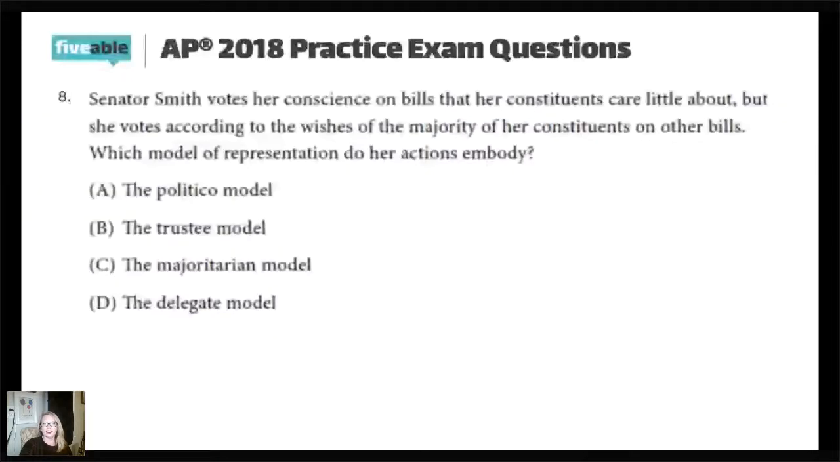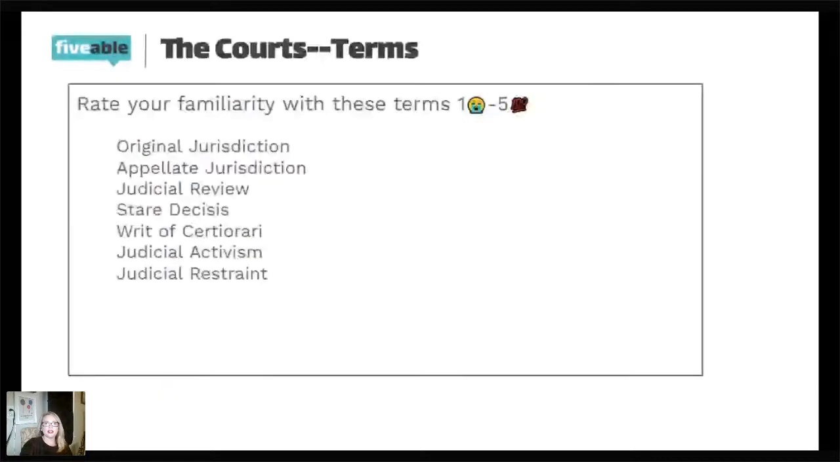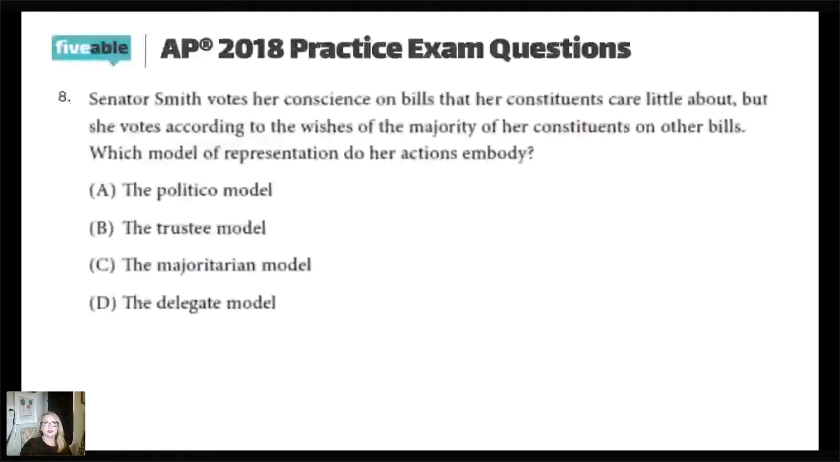All right. And so I'll have this one last question, and we just won't get to the judicial branch today. Sorry. I'll be doing another live chat on the three branches of government. So I'll do more judicial stuff then.